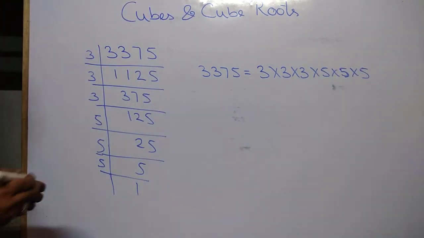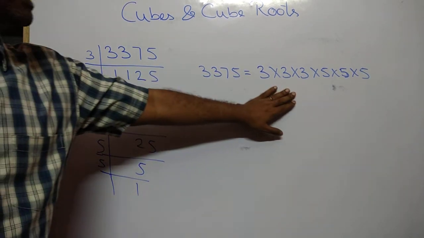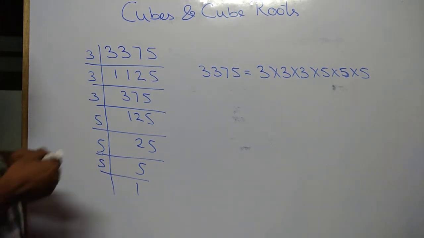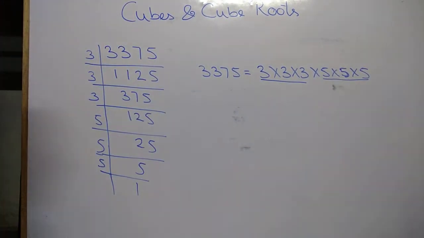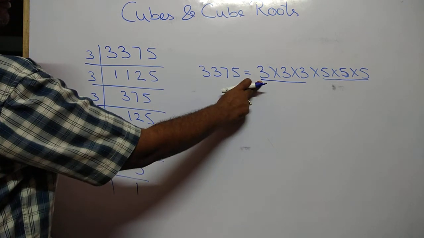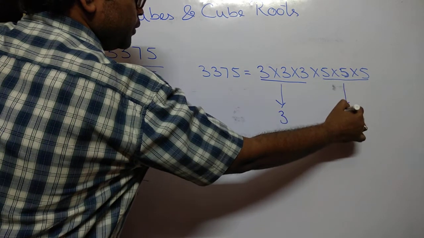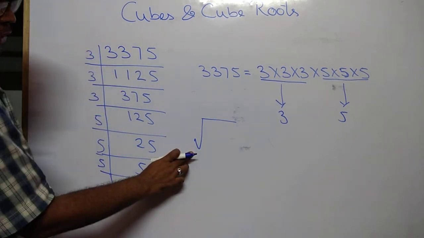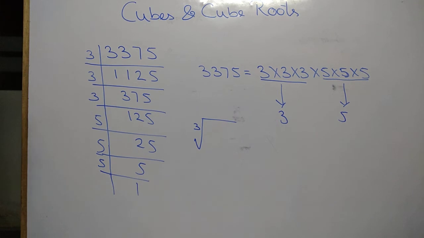Now see, in the prime factors, if there is a combination of 3 of the same number and apart from that no other number is left, it means this is a perfect cube. This 3375 is a perfect cube. Why? Because this group represents one 3 and this group represents one 5. This is the symbol of square root, as we know, and if we use one more 3, this is the symbol of cube root.